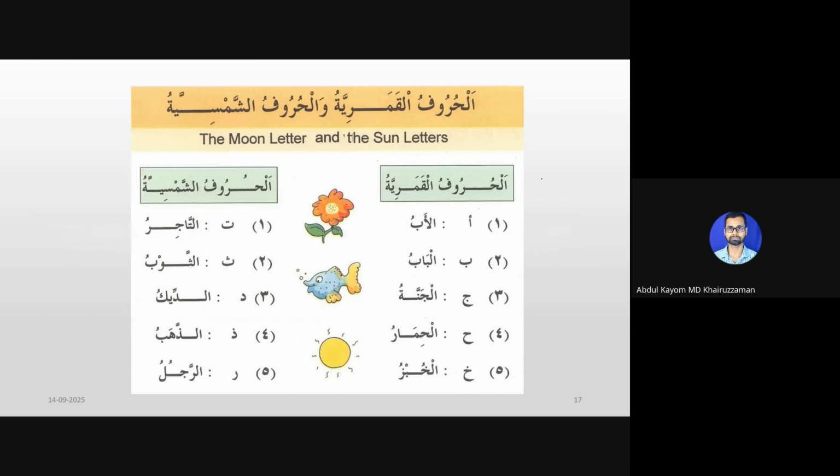Next, on this page, we have الحروف القمرية والحروف الشمسية. We call it moon letters and sun letters. الحروف القمرية means moon letters, and الحروف الشمسية sun letters. So in Arabic, we have 28 letters, right? Out of these 28, 14 we call huruf al-qamariyya. The next 14, we call huruf al-shamsiyya. So what is the difference?